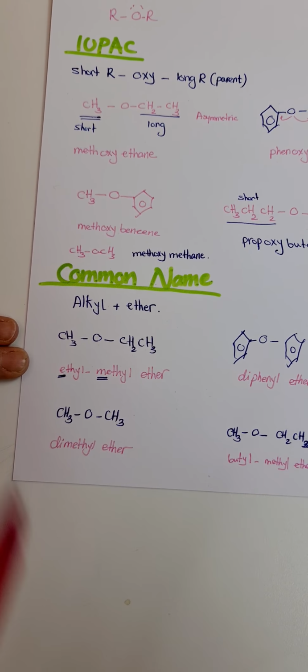What about if they are the same? This group has a name, the alkyl has a name of phenyl, so it will be diphenyl ether. And this one, dimethyl ether.